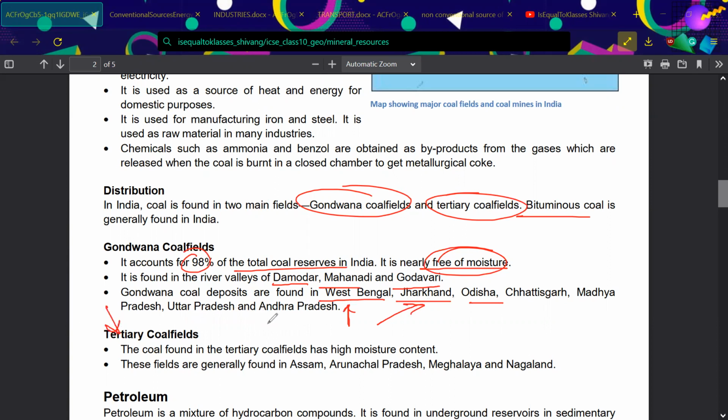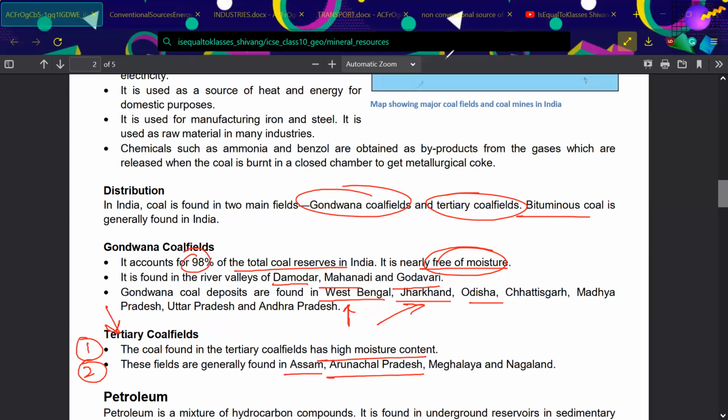Finally, we move on to tertiary coal fields, which contribute just 2% of India's coal reserves. The first point, the coal found in the tertiary coal fields has high moisture content. These fields are generally found in Assam, Arunachal Pradesh, Meghalaya, and Nagaland. So from these states, you may conclude that the tertiary coal fields are mainly found in the northeast region of India. So all you need to remember is Assam and Arunachal Pradesh.